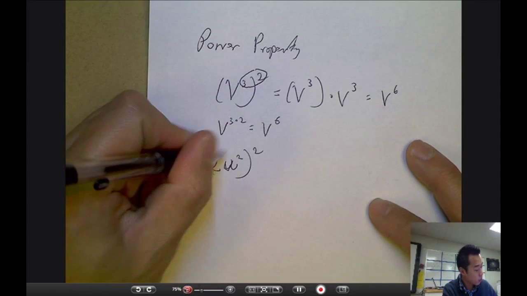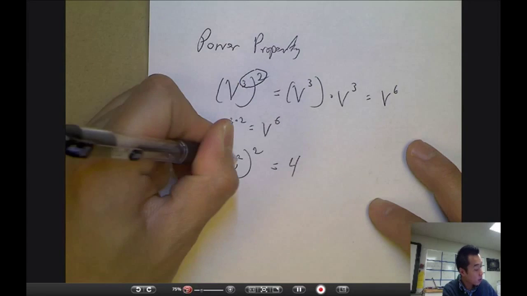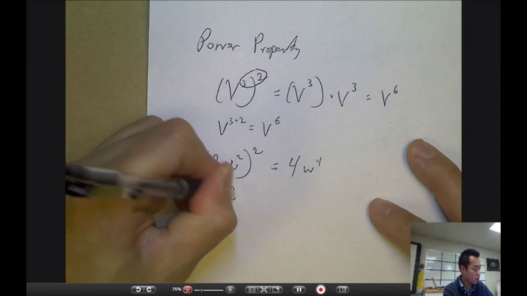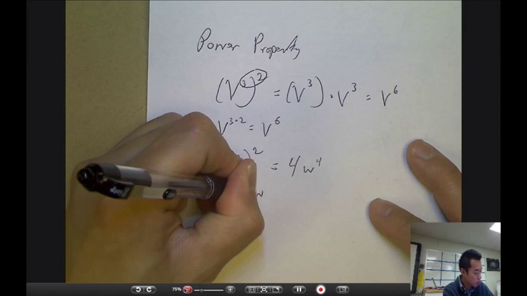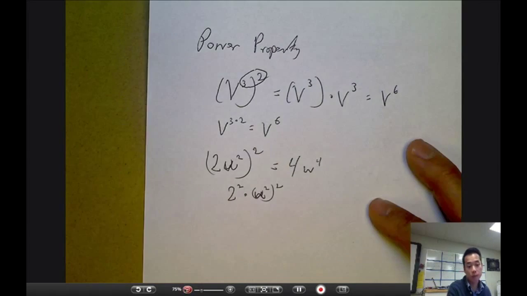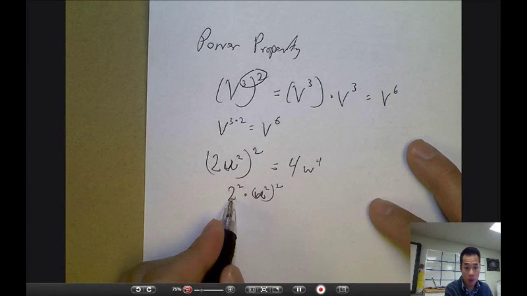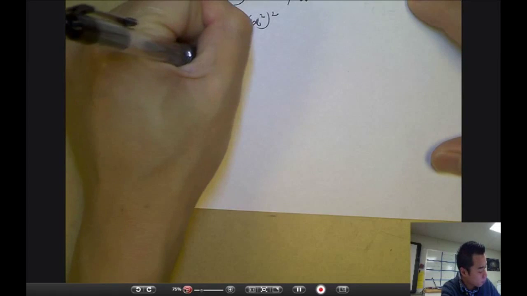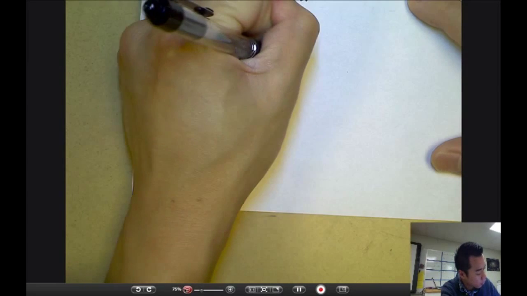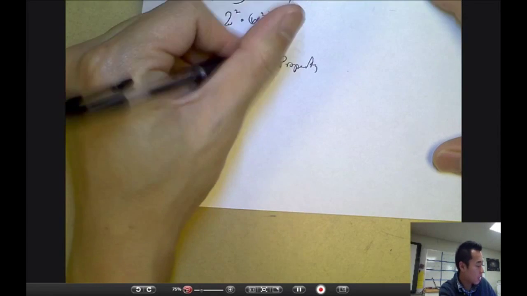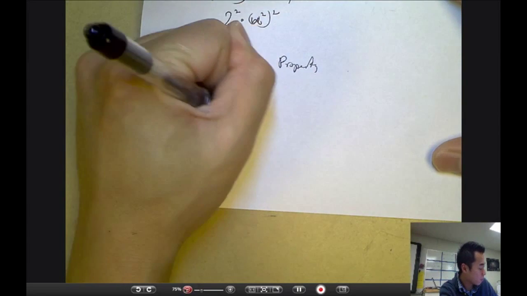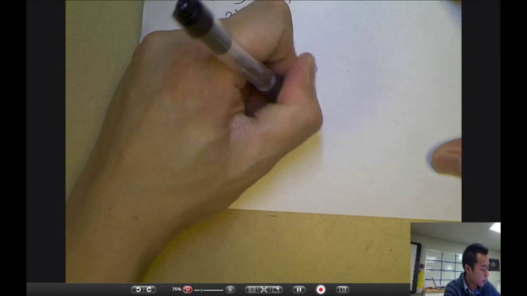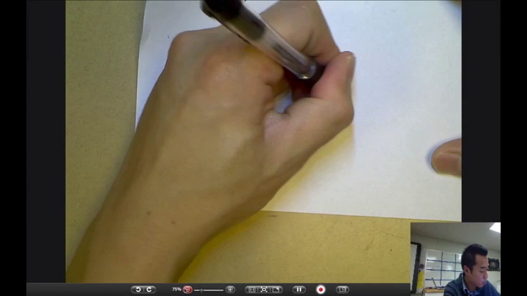You get 2 squared is 4. u squared squared would be u to the 4th. Because what's happening here is 2 squared times u squared squared. Okay, so you have to take care of your coefficients as well. And then lastly, we have the dividing property. Which means if I have b to the 4th divided by b to the 2nd, same base, all I have to do is subtract my exponents, b squared.